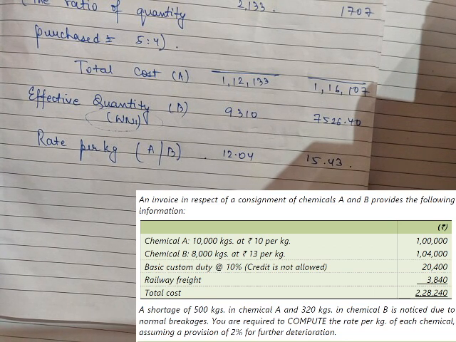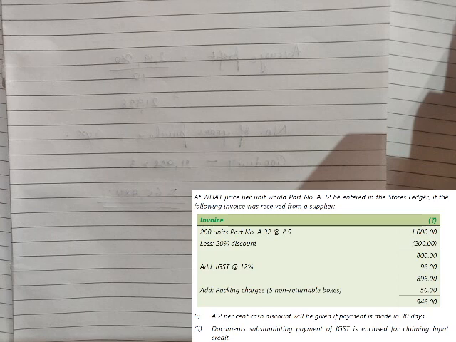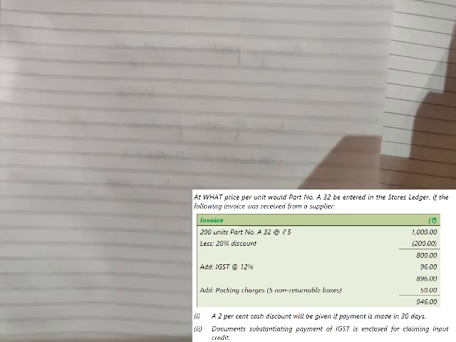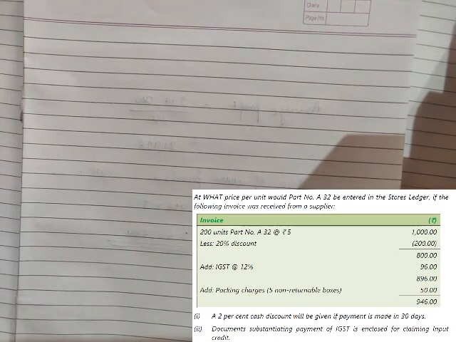Now let us look at the next question. So now let us begin with our second question. It is given: at what price per unit would part number A32 be entered in the store's ledger if the following invoice was received.